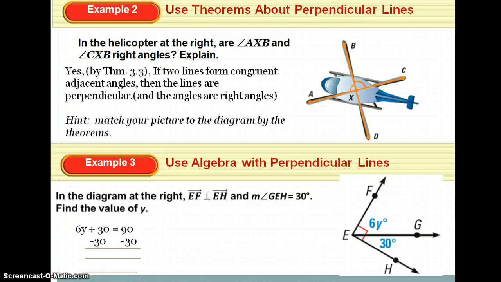Subtract your 30 from both sides. You get 6y equals 60. How do you undo multiply? Divide. So divide by 6 on each side, and you get y equals 10. Sorry, that might be getting cut off by the screen, but it should be y equals 10. Okay, hopefully that makes sense.